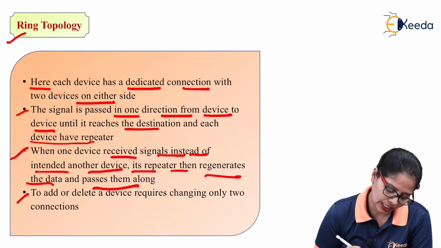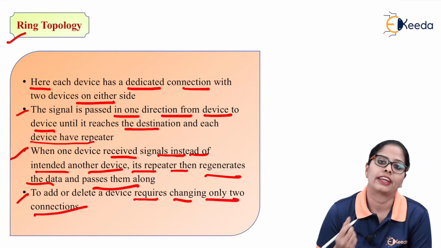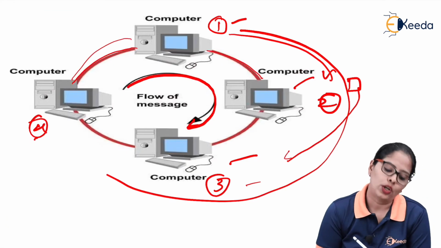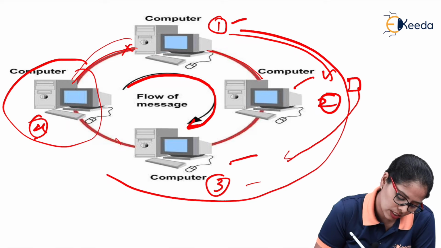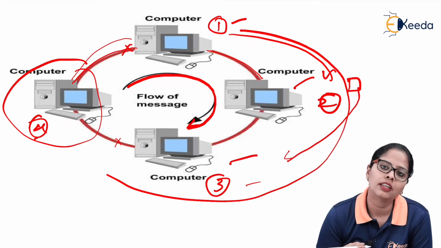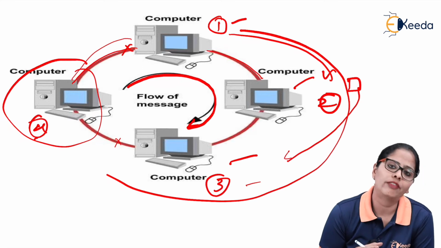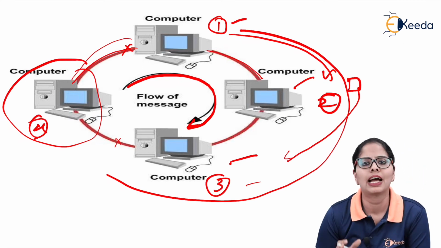To add or delete a device, we require a change only in two connections. Now I want to remove this device. Then you just have to remove this cable and this cable. If you want to add new devices, again you have to make changes only in the two connections. The remaining connections will stay as they are.